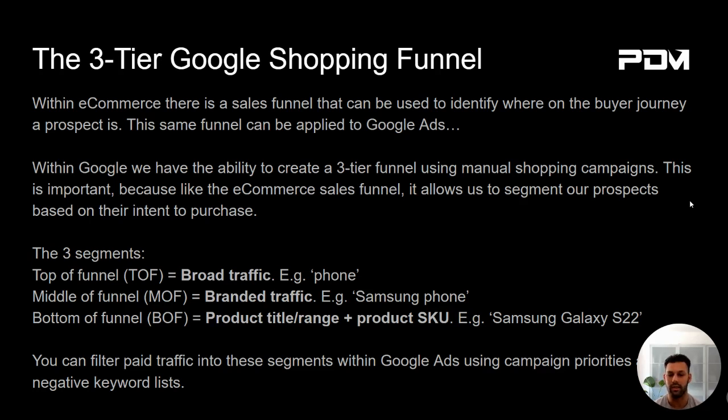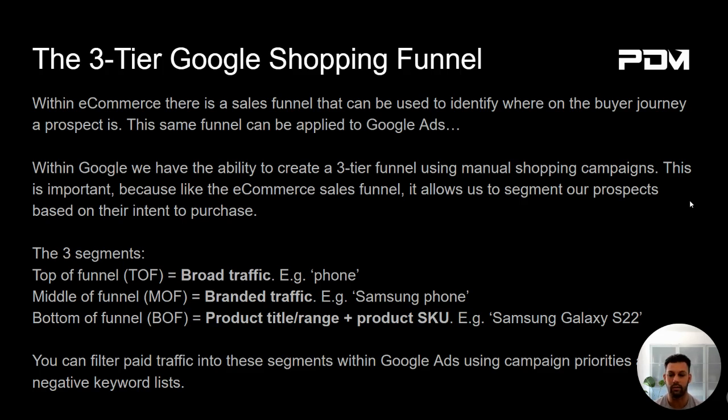The top of funnel is essentially your broad traffic, people that are on Google searching for a product, but they don't know exactly which brand or which product title or range that they would like to purchase. For example, this could be someone that's on Google searching for a phone. They know that they want to buy a phone, but they're not sure exactly which phone just yet. So we would essentially categorize that as broad traffic.